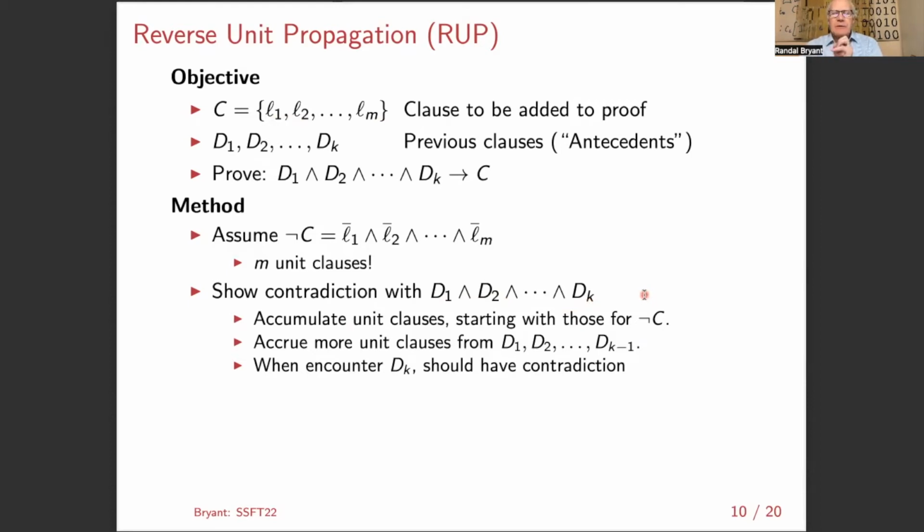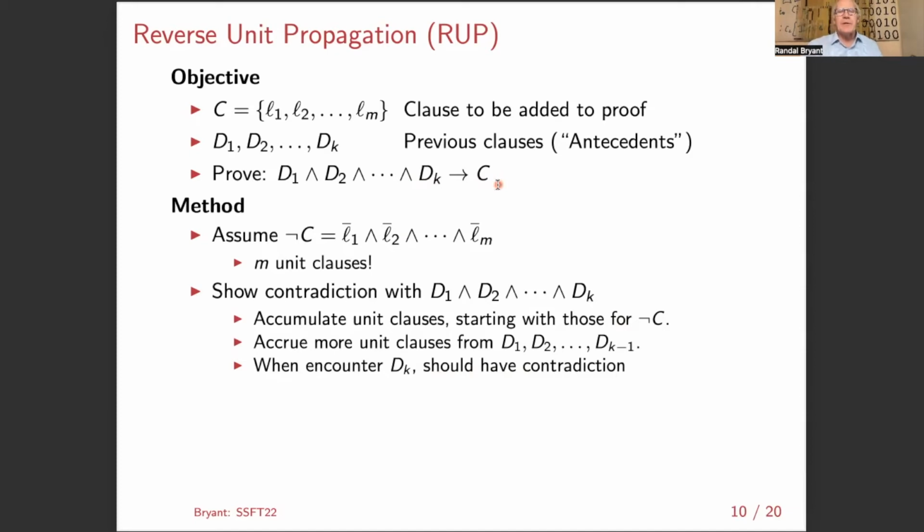And we'll order these in such a way that each subsequent clause will add one more unit clause to the list of units that we've learned so far, beyond those that were formed from the negation of C. And then the final clause, D sub k, will have a contradiction that says that all of its literals will be unsatisfied by this set of units, and therefore this contradicted implication is false, and therefore the original implication is true.